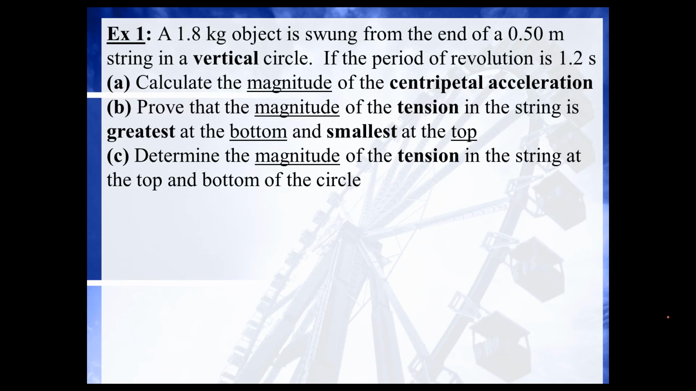First example, I have a 1.8 kilogram object swung from the end of a 0.50 meter string in a vertical circle. So that could be a rubber stopper attached to a string. I'm given the period of revolution as 1.2 seconds, and I want to A, calculate the magnitude of the centripetal acceleration, B, prove that the magnitude of the tension in the string is greatest at the bottom and smallest at the top. And then C, I want to go ahead and calculate what the magnitude of the tension is at both the top and the bottom of the circle.